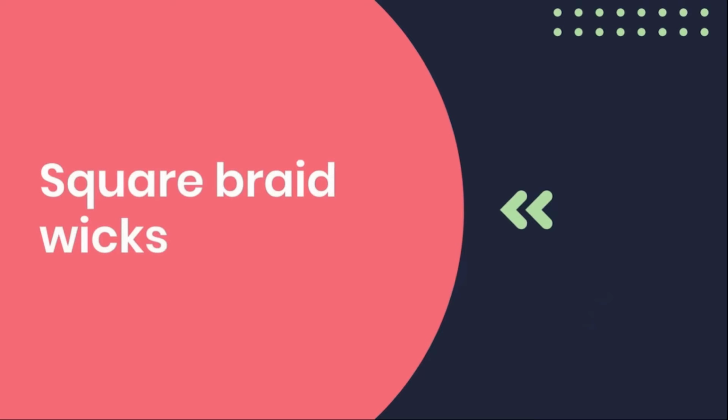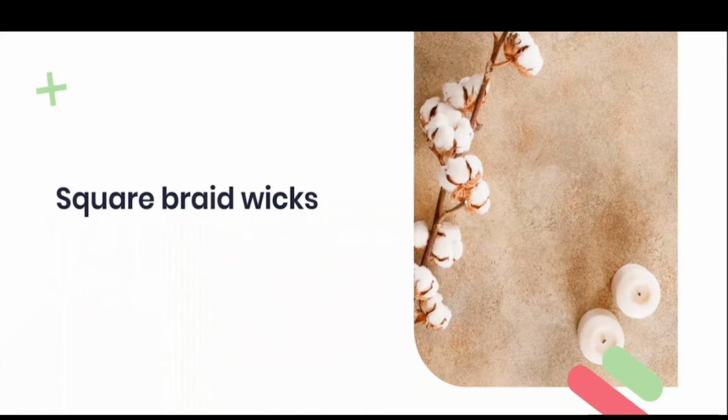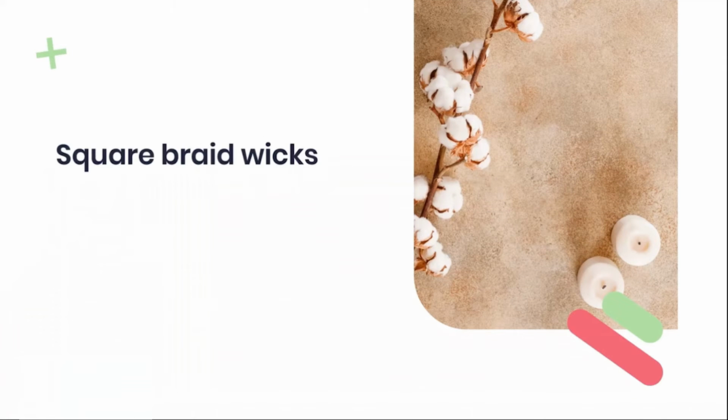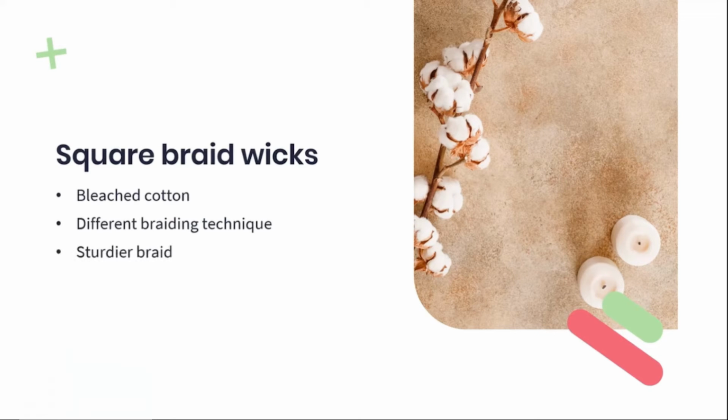Next, we'll look at square braid wicks and what they are. A square braid wick is also a bleached cotton wick like its smaller flat braid cousin. The braiding technique used to create this, however, is different in that it creates a more sturdy shape from the cotton. It will also have undergone a treatment process to allow for its use in high viscosity waxes.